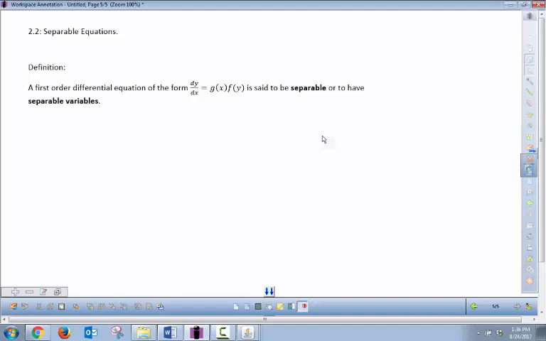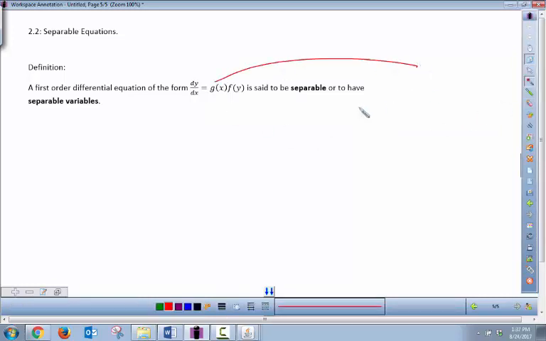You can separate the differential equation into the independent variable on one side, including the differential dx, and the dependent variable on the other side, including the differential dy. That form right there is not separated yet. It becomes separated when we actually separate it. So dy divided by f of y is equal to g of x dx. So now this is separated.